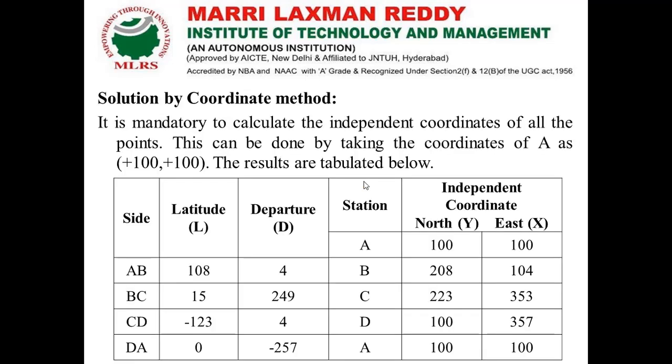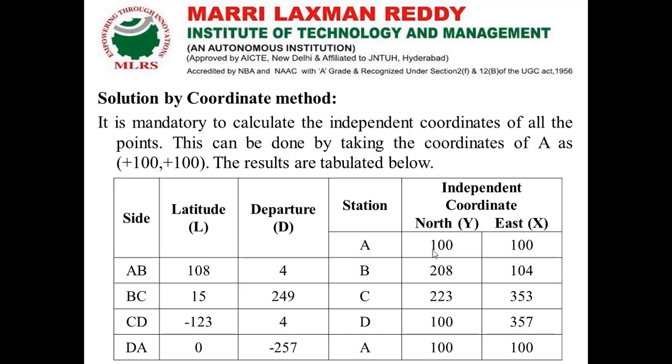Next, the same problem using coordinate method. So here we need some baseline. Along with the latitude and departures, we are going to take some northing and easting coordinates, that is y and x coordinates. I am going to take a rounded value, 100 and 100. Now I have to calculate the north and the east coordinate corresponding to my base point. So now I am going to add these points.